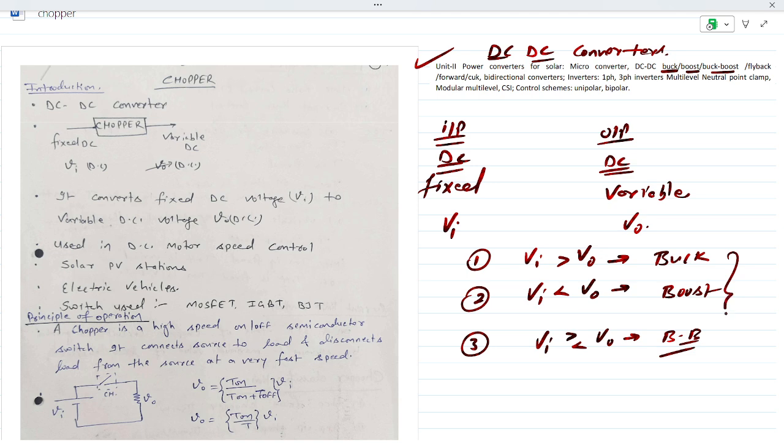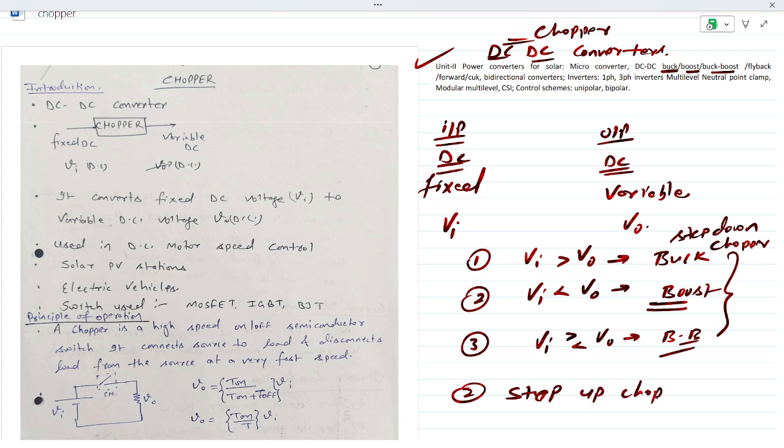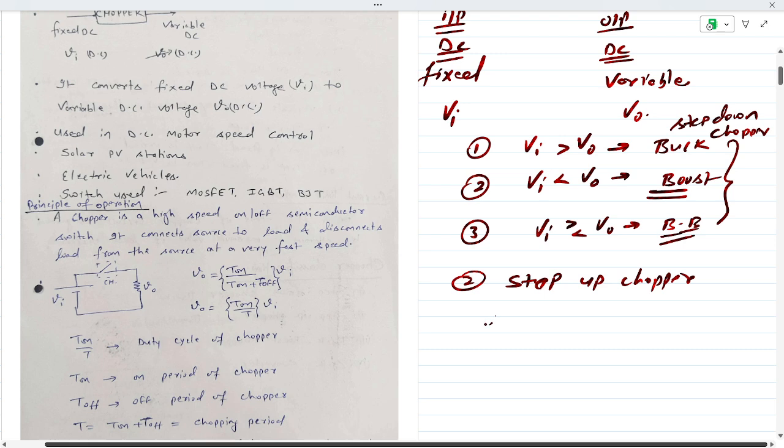All these are DC-DC converters. The buck converter, since the output voltage is less as compared to the input voltage, is a step down converter. We can say this is the step down chopper. The DC-DC converter is otherwise known as chopper. The second one is the step up chopper, and the third converter, which is the buck boost, is known as the step up step down chopper.